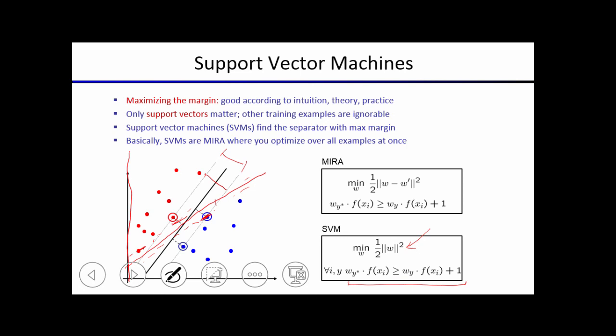Yes? Why do you multiply the thing that you're minimizing by 1/2 in both MIRA and SVM? That's just a convention because when you take the derivative, you'll multiply by the exponent right here, and it'll just look a little bit nicer. But it'll become the same optimization problem if you remove the 1/2.